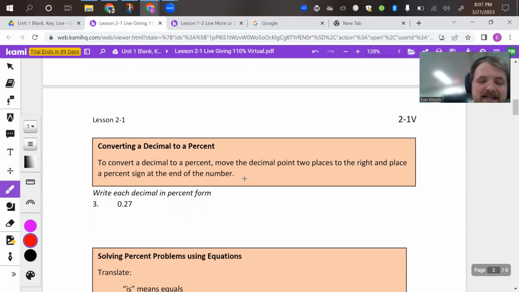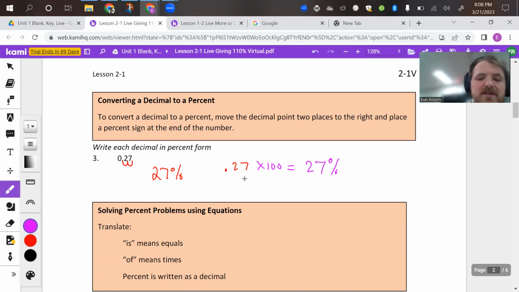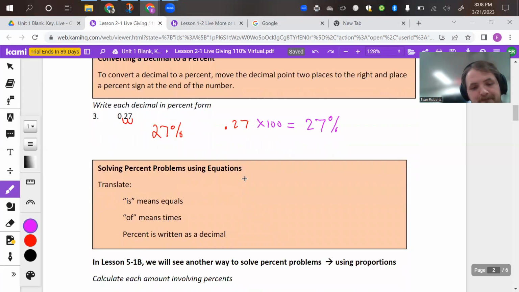So again, writing this decimal in percent form, we can just move this 2 places to the right, giving me 27%. A lot of times people will just multiply by 100, which works, I believe, in most cases as well. Because again, 0.27 times 100 would equal 27, but you would have to know to add on the percent at the end. Multiplying by 100 is the same as moving the decimal place 2 places to the right.